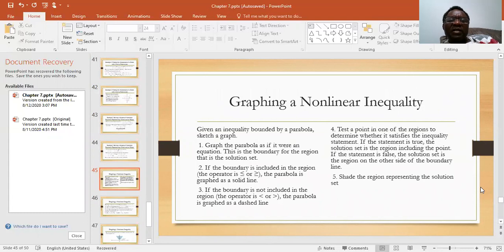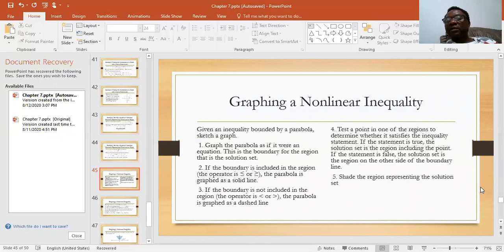Graphing a nonlinear inequality. If we are given an inequality bounded by a parabola, we can sketch the graph. Graph the parabola as if it were an equation. This is the boundary for the region, that is the solution set. If the boundary is included in the region, that is we have less than or equals to or greater than or equals to, then the parabola is graphed as a solid line. If the boundary is not included, that is in the case of less than or greater than, the parabola will be graphed as a dashed line.